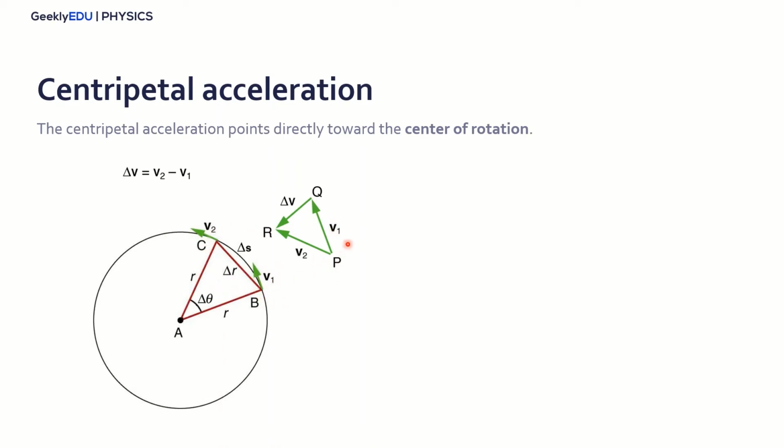If you see the difference between the 2 velocities here, B and C, we have a resultant that's pointing in this direction. So we actually have an acceleration that's pointing toward the center, and that's the centripetal acceleration. That's what keeps the particle in the circular motion. To calculate the centripetal acceleration, we use this formula, which is the linear velocity squared over r, or r times the angular velocity squared.